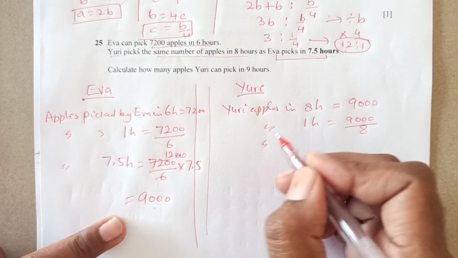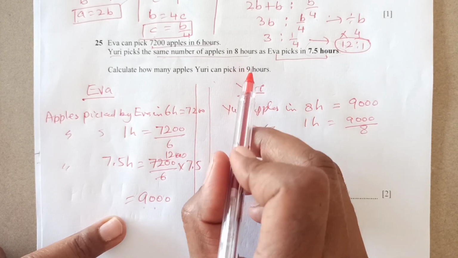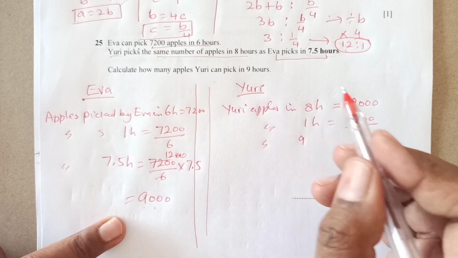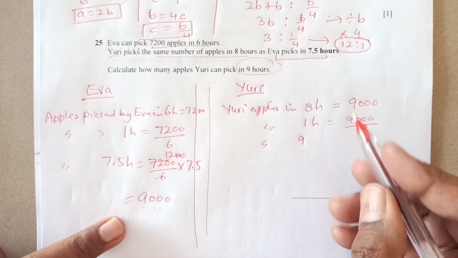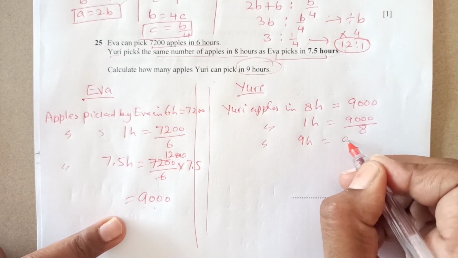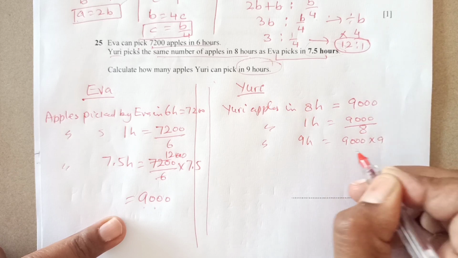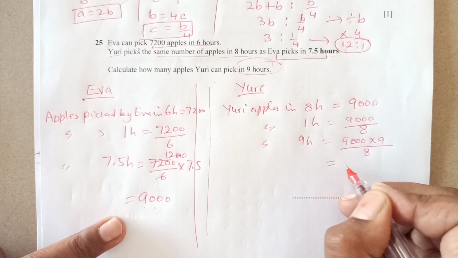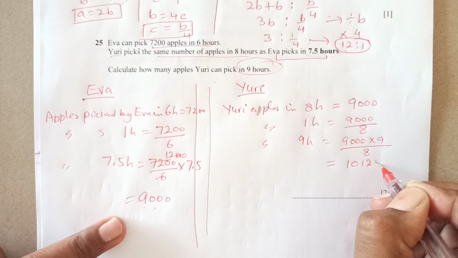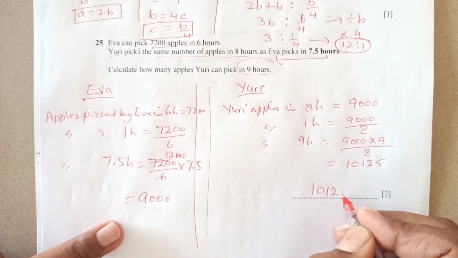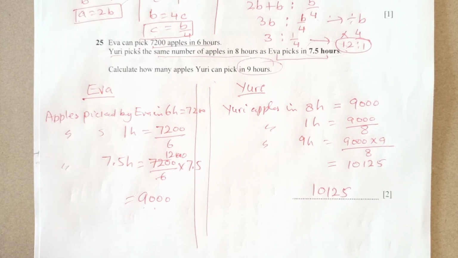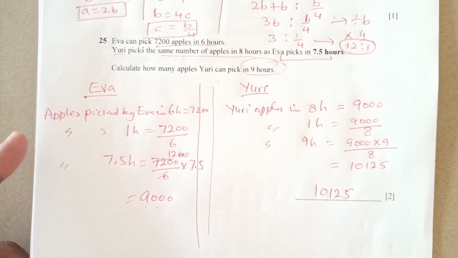8, right? And in how many hours? We are looking for 9 hours. In 9 hours it is 9,000 times 9 over 8. So this comes out to be 10,125, right? So you see, these questions are tricky, the last one.